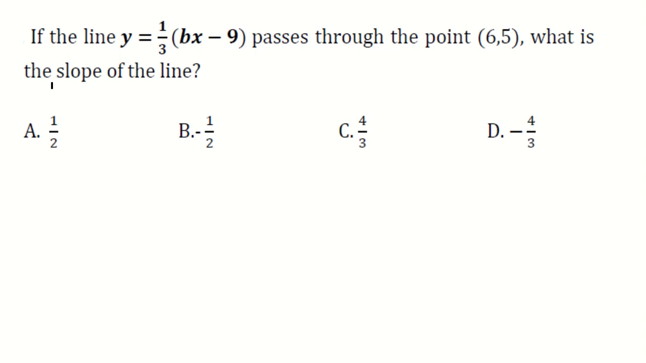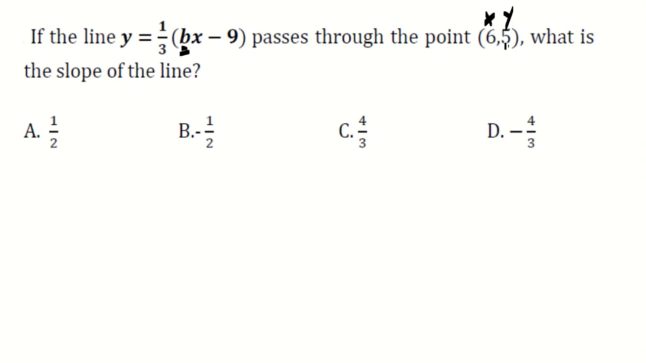Next question again: if the line y is equal to 1 over 3 times (bx minus 9) passes through the point (6, 5), what is the slope? This time again we need to write it in the standard form, I mean the slope-intercept form of the equation of a line. But before that we need to find the b value. There is a variable b. To get that, the line passes through the point (6, 5). That means the first coordinate is x, the second is y. So we need to substitute 6 in place of x and 5 in place of y, and get the b value.